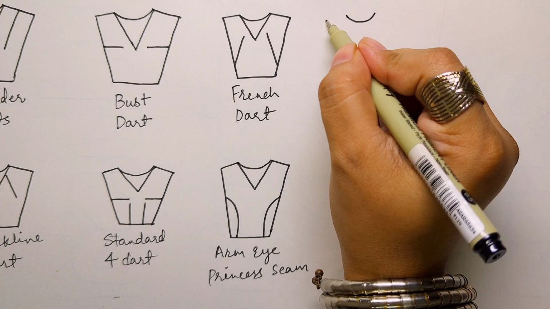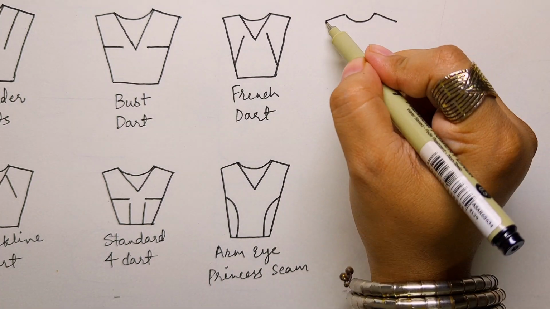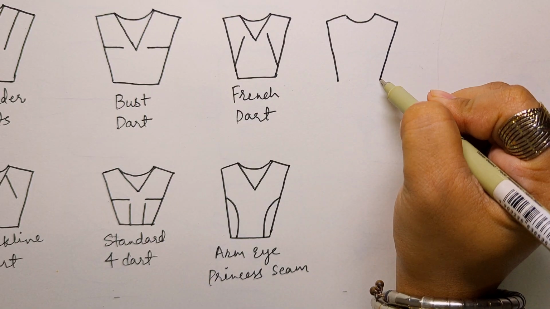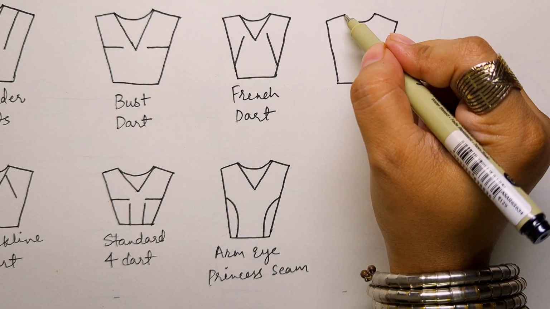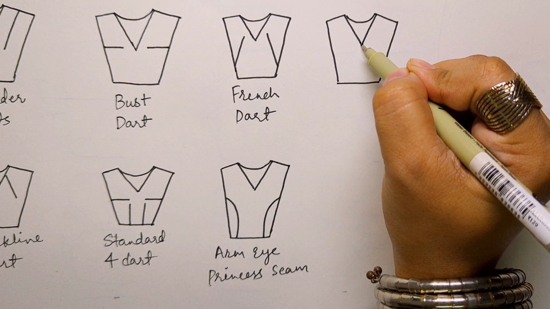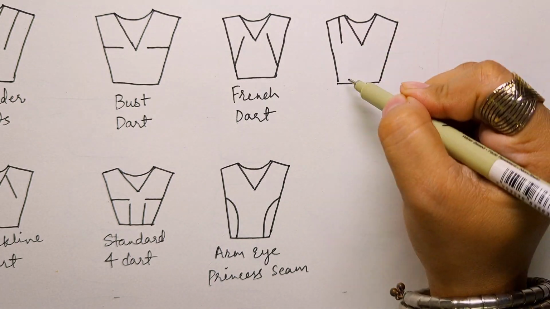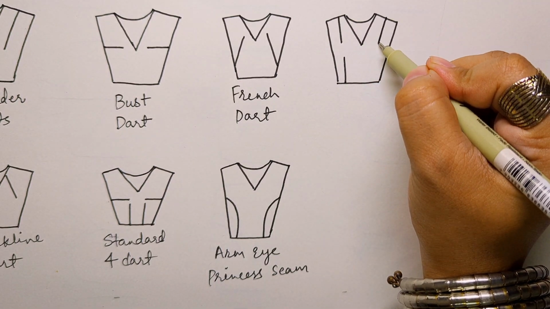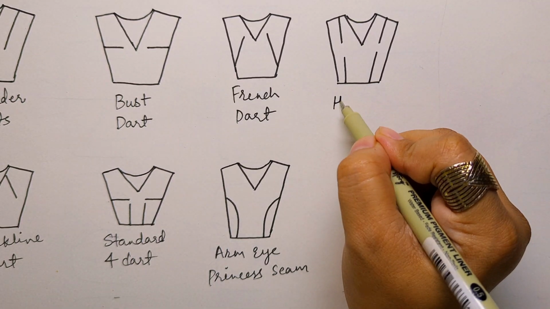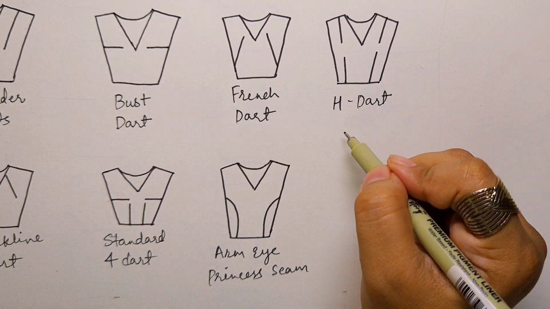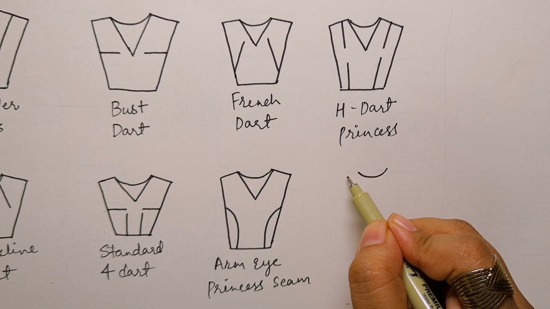Next is the edge dart. The edge dart combines both horizontal and vertical darts, forming an edge shape. It helps to control fullness from two directions, giving perfect contouring at the bust or waist area. A little advanced but effective in precise fitting.